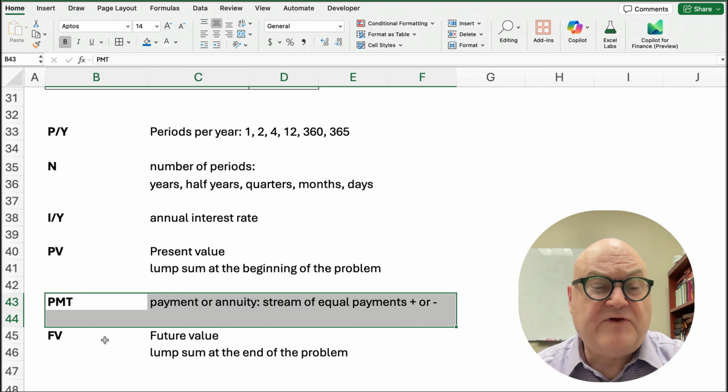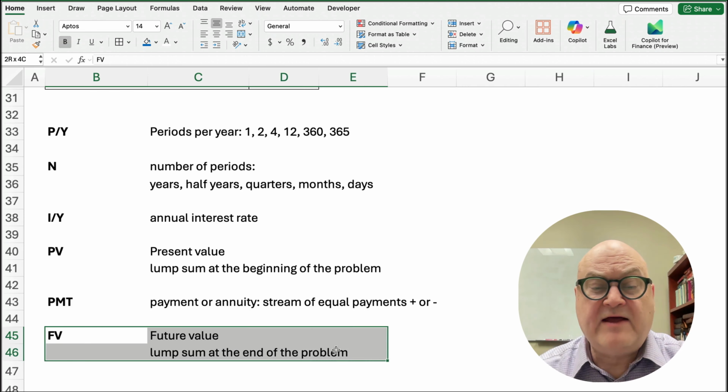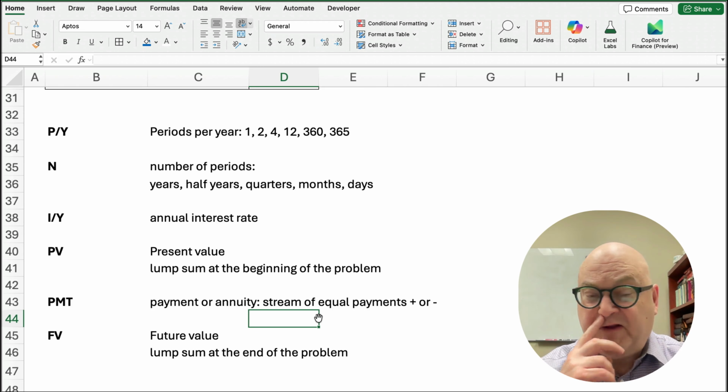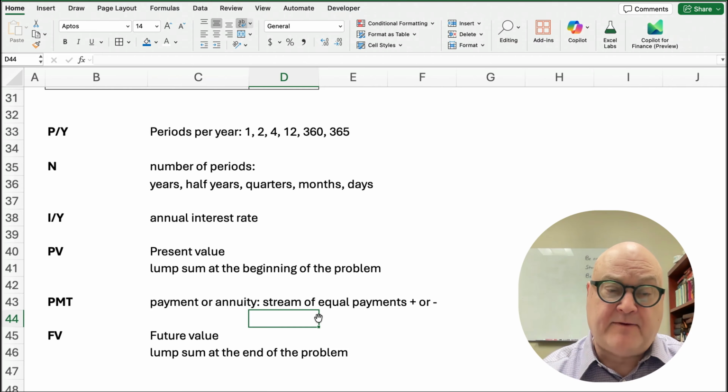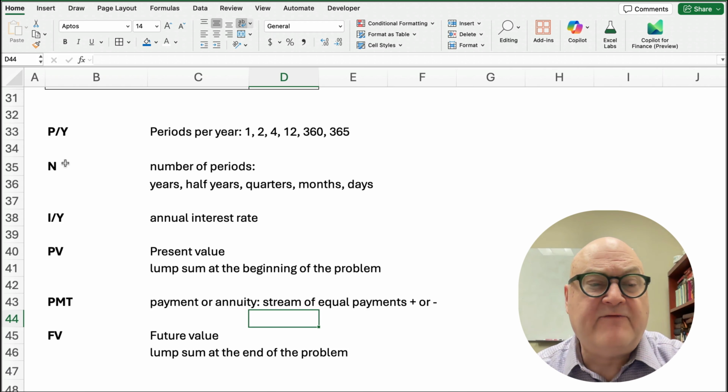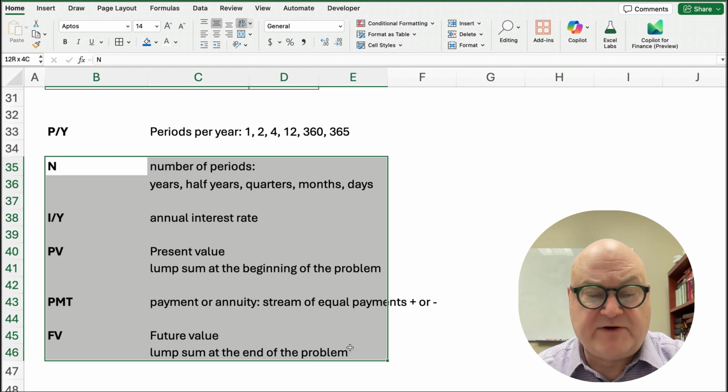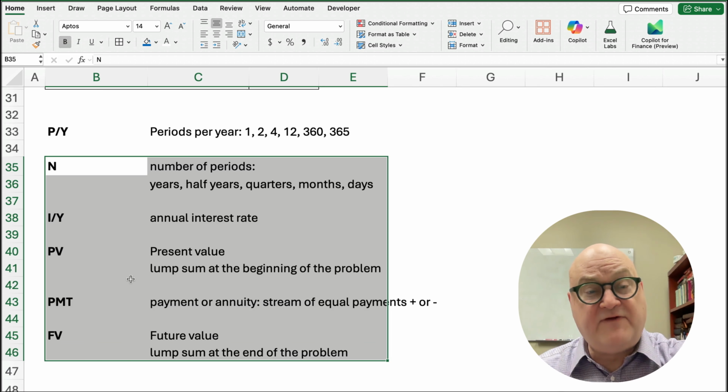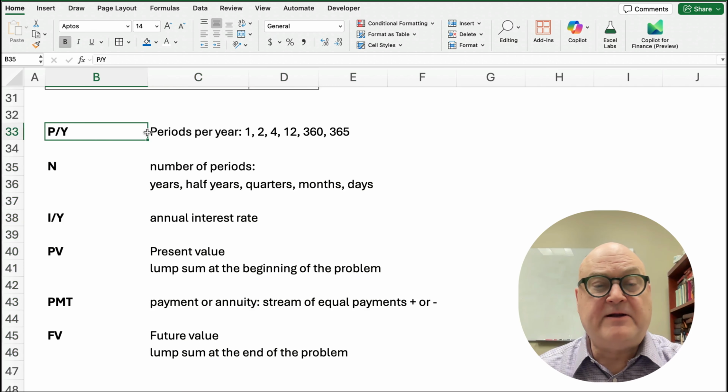The next is future value, FV. That's the lump sum or a single amount at the end of the problem. Now what we're going to do is take every problem. We'll end up having these 5 functions. We'll have at least 4, and then we'll figure out the 5th one, and then we'll set the periods per year.